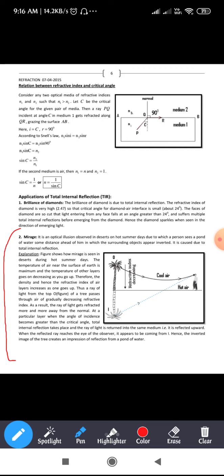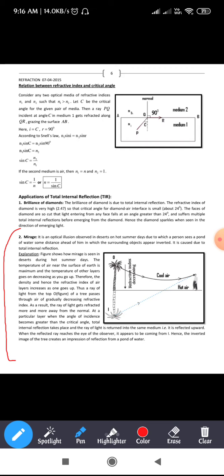When the reflected ray reaches the eye of the observer, it appears to be coming from below. Hence, the inverted image of the tree creates an impression of reflection from a pond of water. Okay, so this is how the mirage is formed.